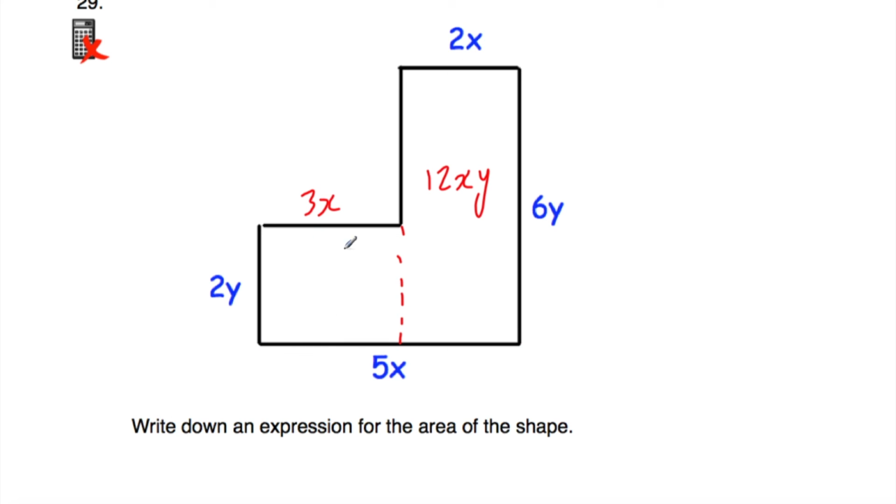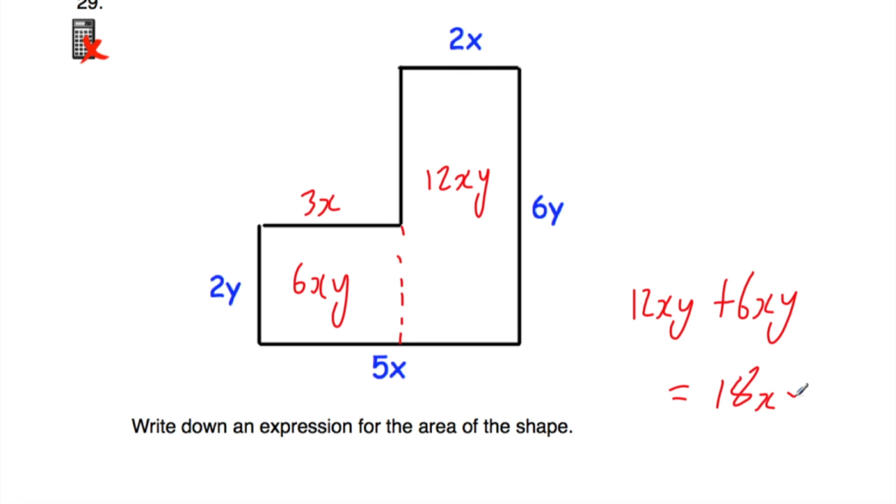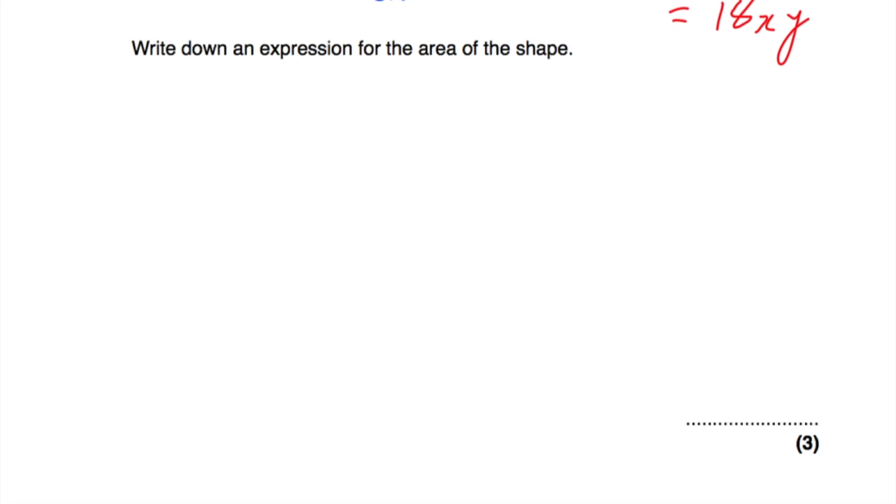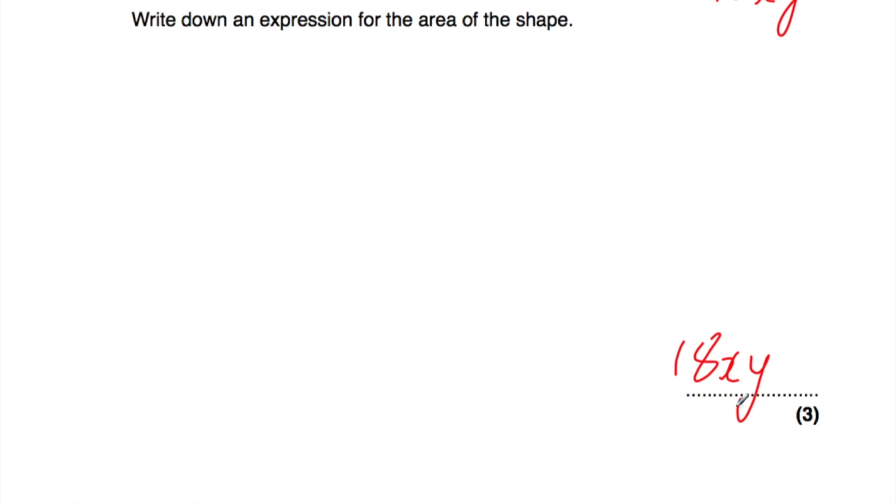Now we can find the area of this rectangle here. So 2y times 3x, well, 3 times 2 is equal to 6, and then we've got xy, so 6xy. So the area of this rectangle is 12xy, the area of this rectangle is 6xy, and to find the area of the whole shape, we're just going to add those together. 12xy plus 6xy, well, 12 lots of xy plus 6 lots of xy would be equal to 18 lots of xy. So the expression for the area of that shape would be 18xy. And let's write that down, 18xy. And that's it.